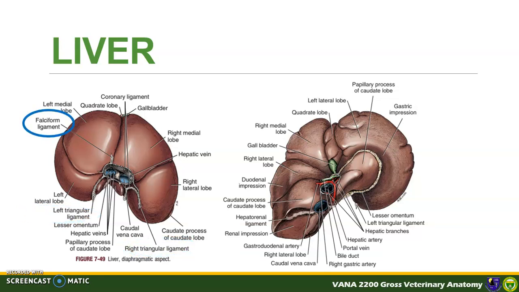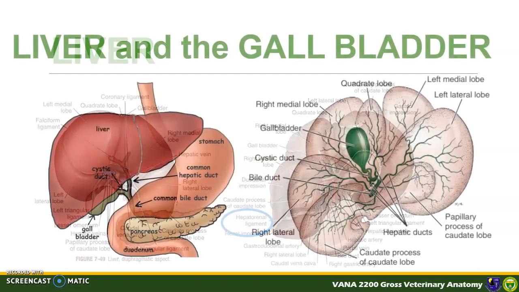The falciform ligament is located between the right and the left medial lobes extending to the coronary ligament. And finally, the hepatorenal ligament is a delicate peritoneal fold that extends from the medial portion of the renal fossa to the ventral surface of the right kidney. However, this hepatorenal ligament is not constant in dogs.